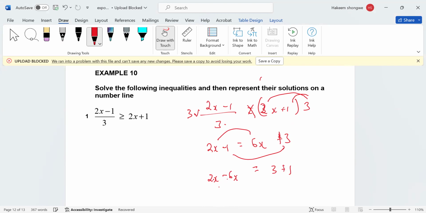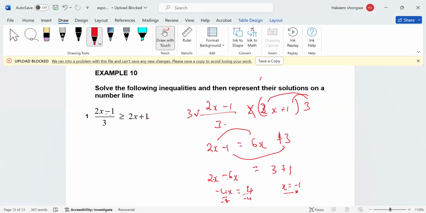Okay. 2x minus 6x is minus 4x. It's equal to 4. Divide by negative 4. What is going to be x? It's going to be actually minus 1. Okay, this is how we'll solve it if this was an equation. What does that mean? It means what is going to be the x value that is going to make the left-hand side and the right-hand side to be equal.